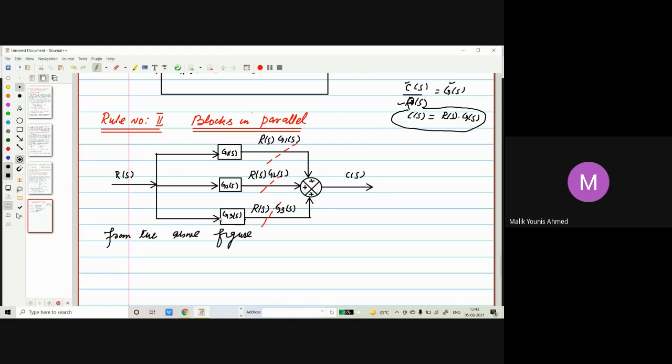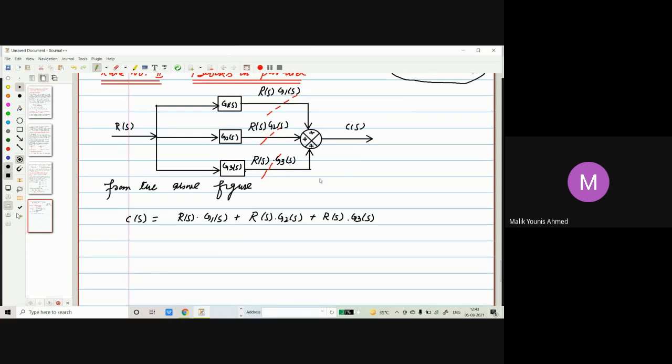So I can write the overall output C of S as follows. Up to here, what is coming? R of S, G1 of S. Here R of S, G2 of S. So I can add these signals. Up to here, you can very clearly see all are summing signals. So I can write C of S as R of S into G1 of S plus R of S into G2 of S plus R of S into G3 of S. So these are the signals coming towards the summing point.